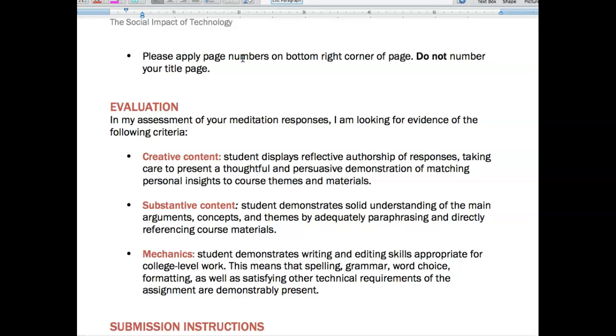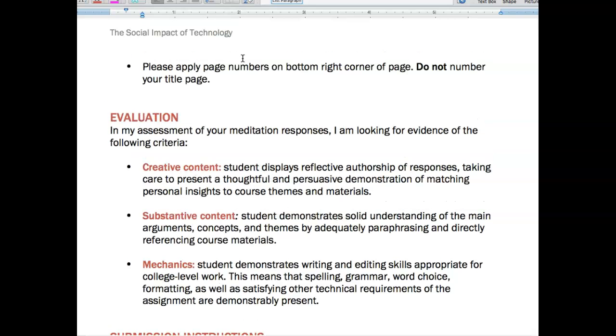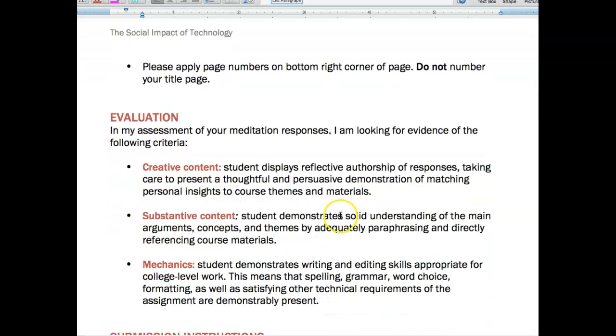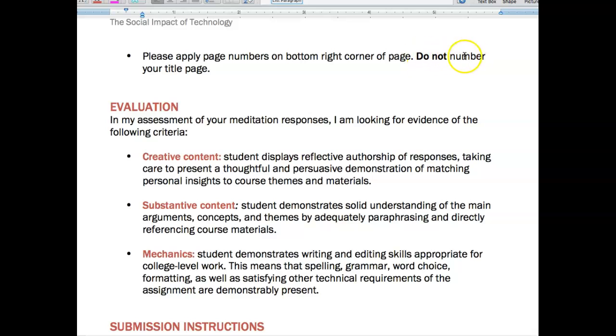please apply page numbers to the bottom right-hand corner of your page. So just like I do here, ta-da! And the convention is not to number your title page. Your numbering always starts with the first page of your text.